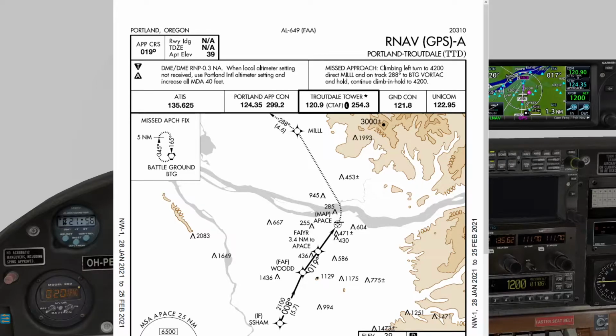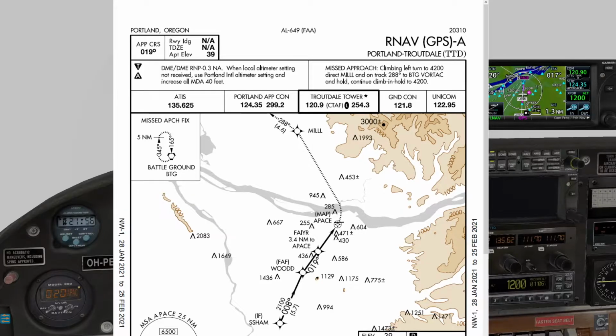Howdy folks, today I want to talk about circle to land approaches and the inherent dangers and mistakes you make just being a human flying these approaches. And there's a really good example at Portland Troutdale Airport. It's the RNAV GPS Alpha approach. And there's a couple interesting things about it.